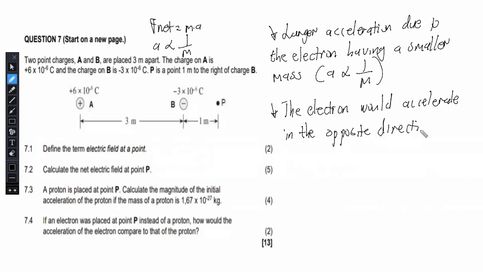Right. So that's commenting on the acceleration of the object. Remember, acceleration has both magnitude and direction because it is a vector. So we need to mention how it will be moving and also the direction in which it will be moving. So large acceleration due to the electron having a smaller mass, and then the electron would accelerate in the opposite direction. And this would give us 2 marks. So all in all, this question was worth 13 marks. And then that's all you needed to figure out there.